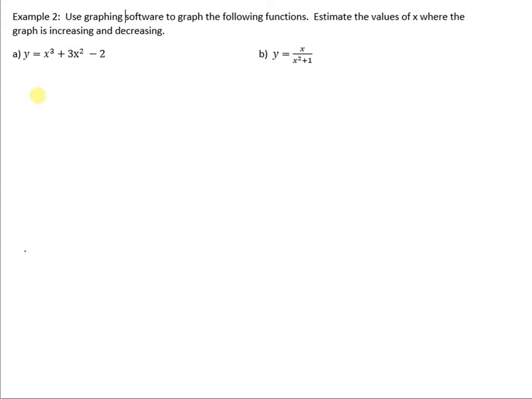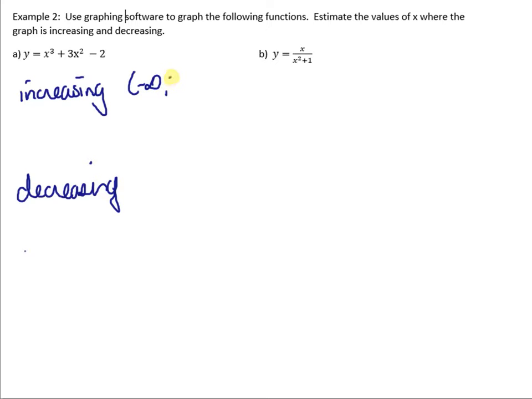So where's the graph increasing and decreasing? Increasing, and then we have decreasing. We're increasing from negative infinity to -2, and then we're increasing again from 0 to infinity. And we're decreasing on -2 to 0. Right at 0 we're not decreasing, because our tangent, or our velocity, equals 0.